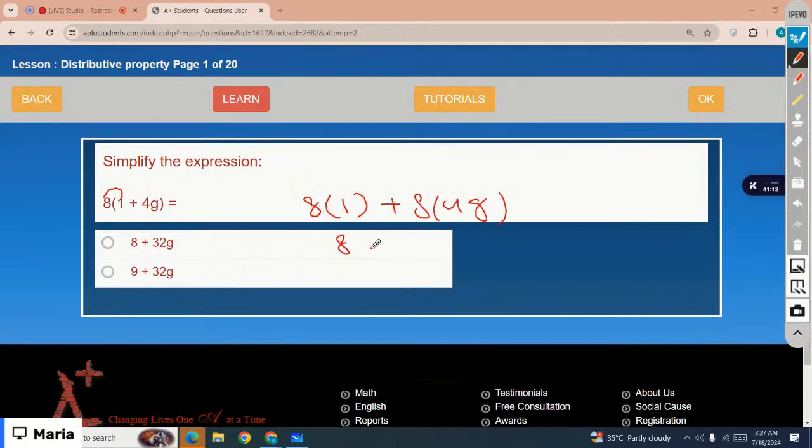8 times 1 is 8. 8 times 4 is 32. So that is 8 plus 32g. Option number 1 is the correct option, right?